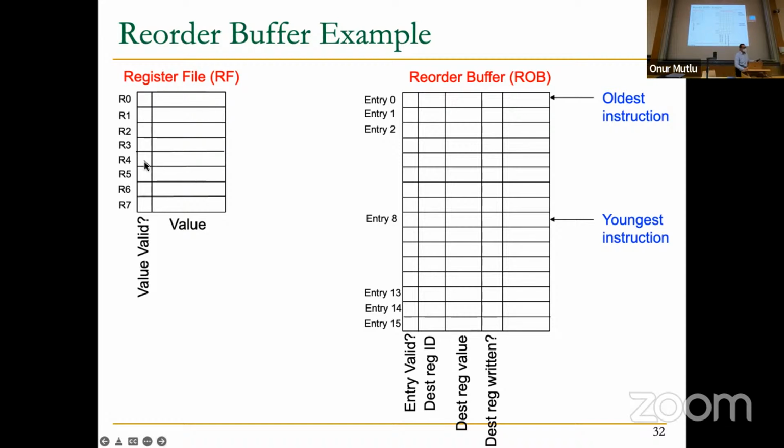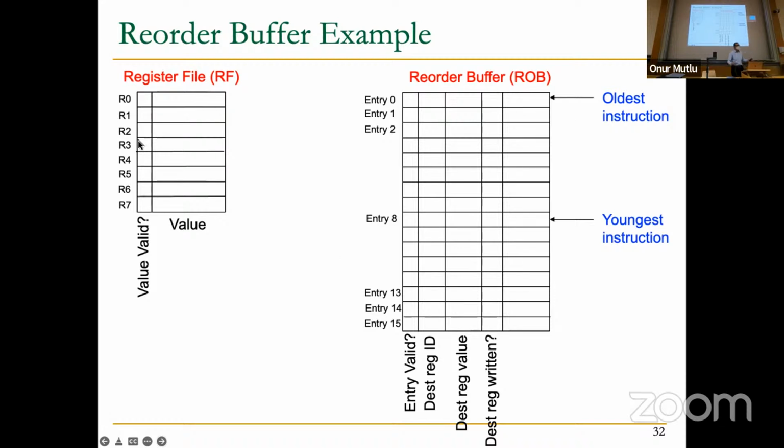So this value in the register file is valid if there's no instruction in the machine that is writing to that register. If the oldest instruction in the machine that's writing to that register has finished and updated the value, then clearly there's no instruction in the machine that's writing to that register. Well, that's the case where this value is valid.